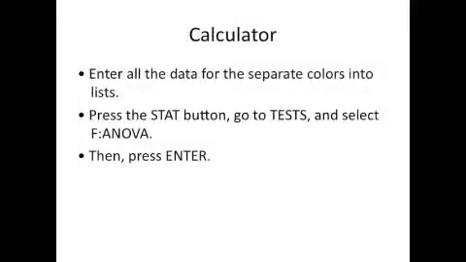Enter all the data for the separate colors into lists in your calculator. Press the Stat button, go to Tests, and then select F Anova. Then press Enter.